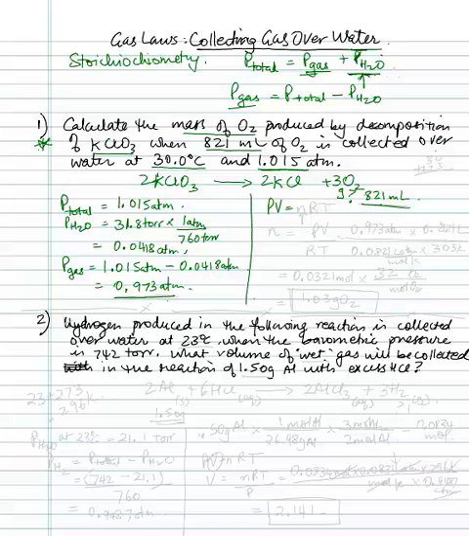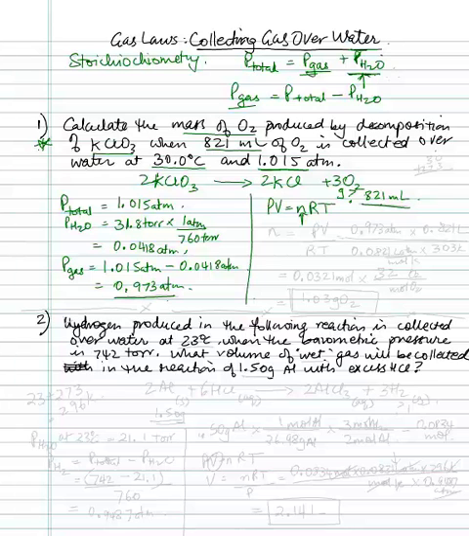So sadly, this is not really quite a stoichiometric problem. PV is equal to nRT, because all we need to do is find the number of moles and convert that into grams. It would have been a stoichiometric problem if we were asked how many grams of potassium chlorate we needed.